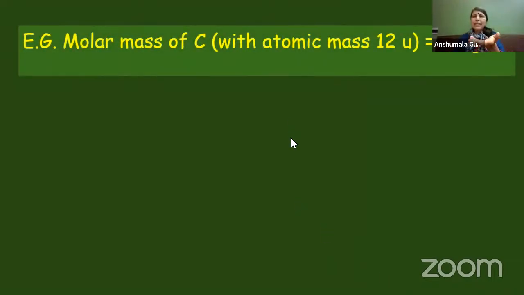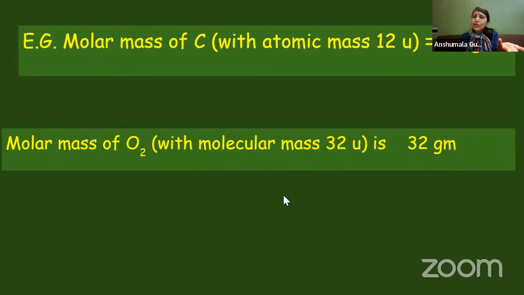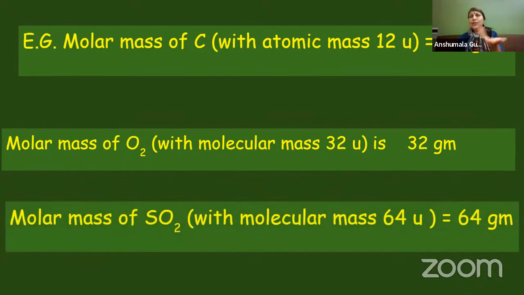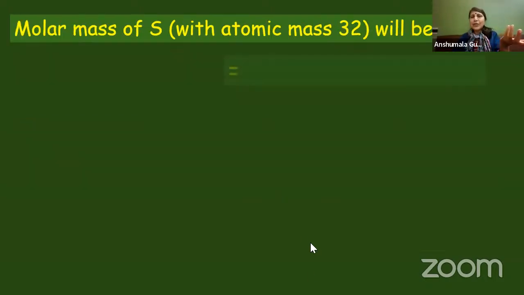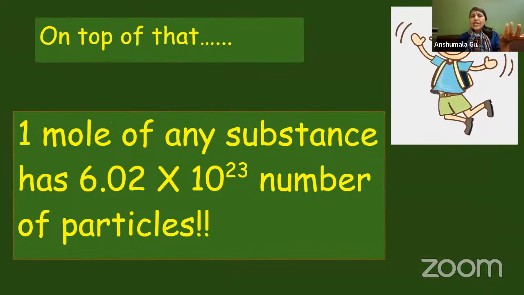And this is for students, but what would be the molar mass of C? 12 grams. Yes, 12 grams. Molar mass of oxygen, O2? 32 grams. I mean, the atomic weight, the molecular weight. Just write it in grams, that's all. And life is simple.